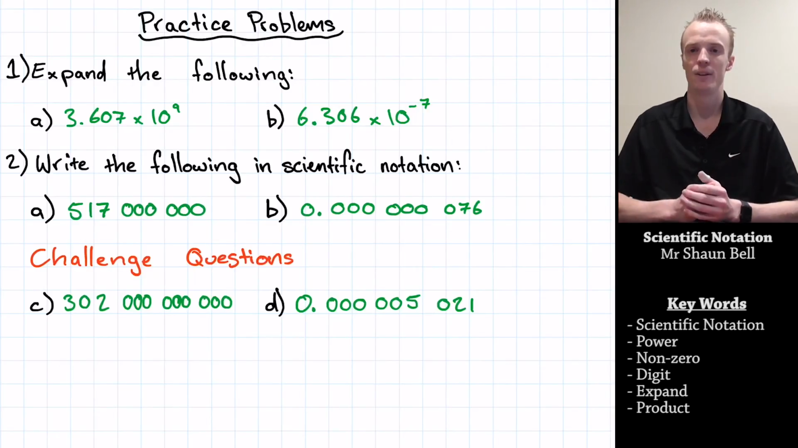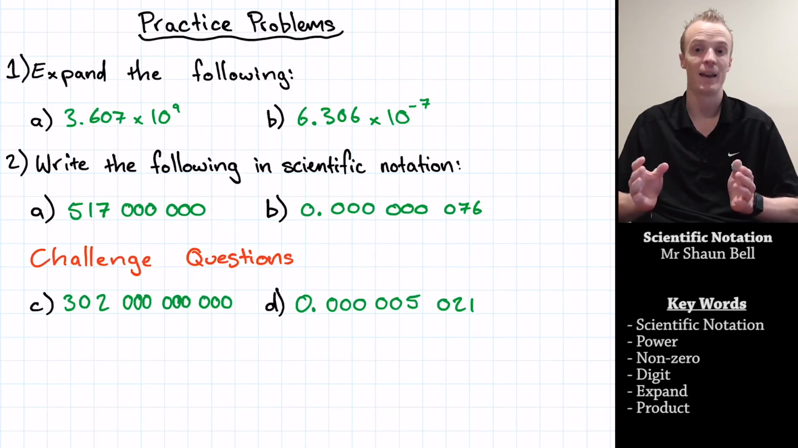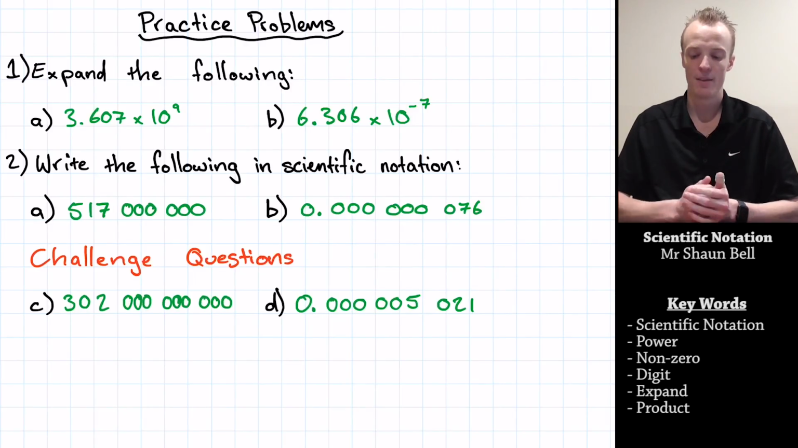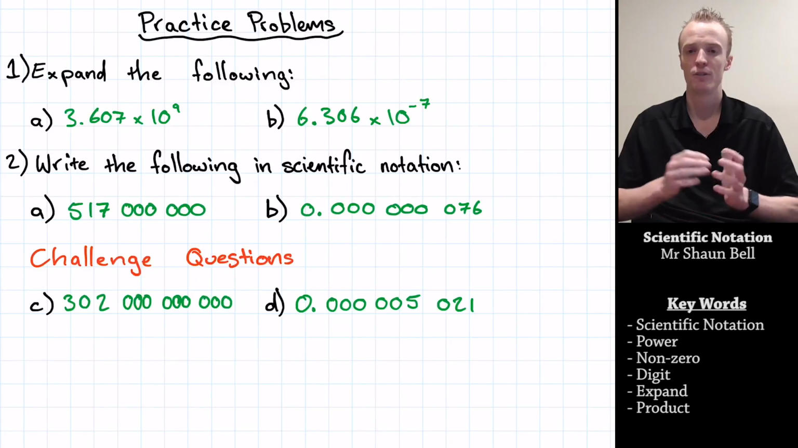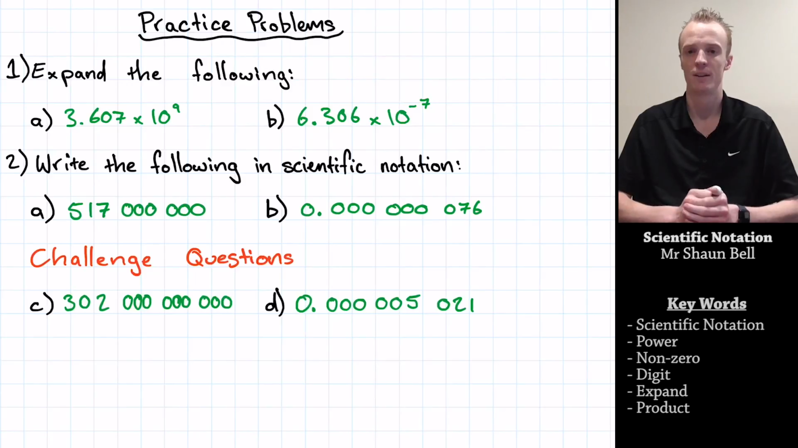So now I'd like for you to have a go. In front of me, I've got two numbers here that are represented in scientific notation that I would like you to expand back out to the whole number. And then I've got four other numbers here that I'd like you to reduce back into scientific notation.